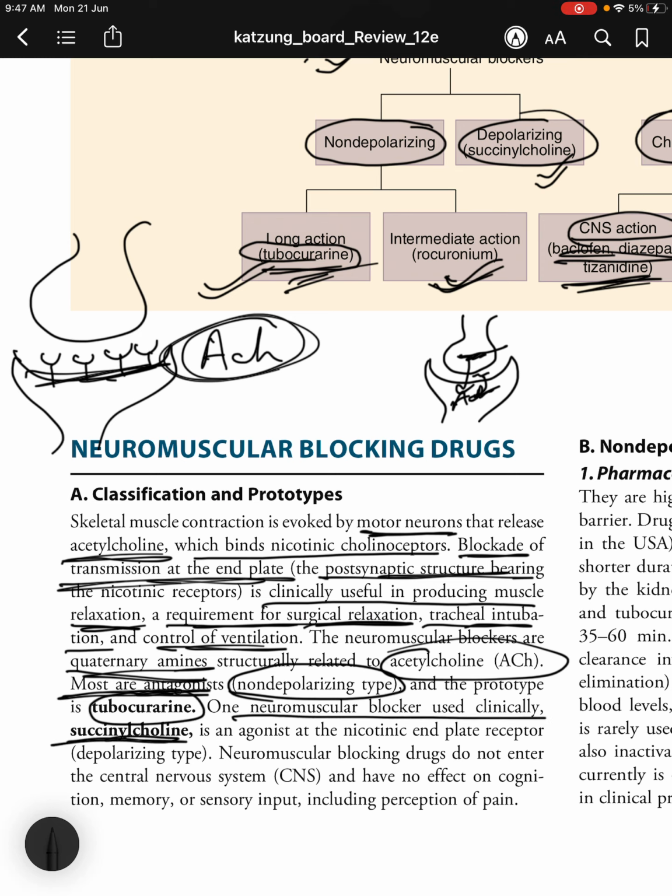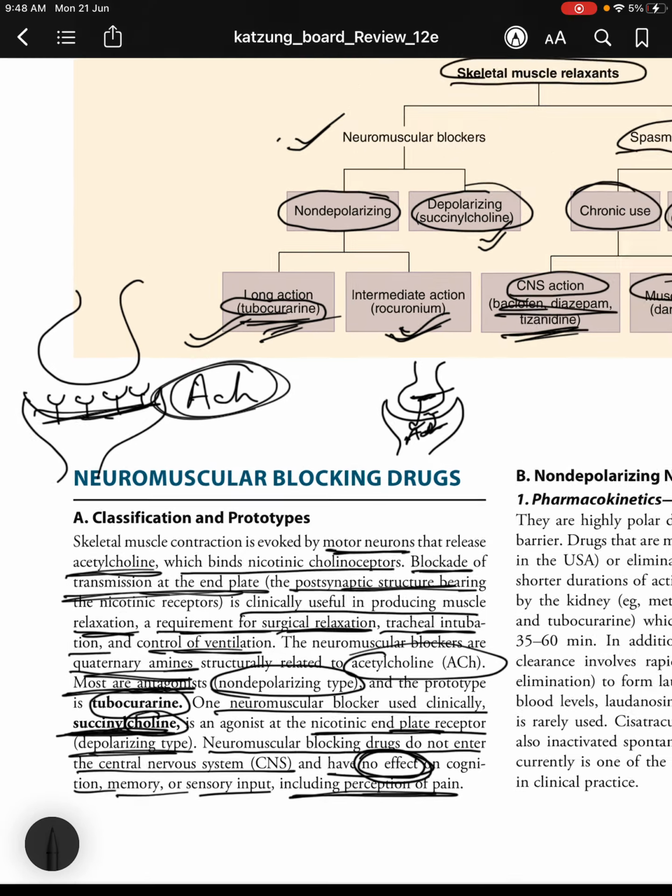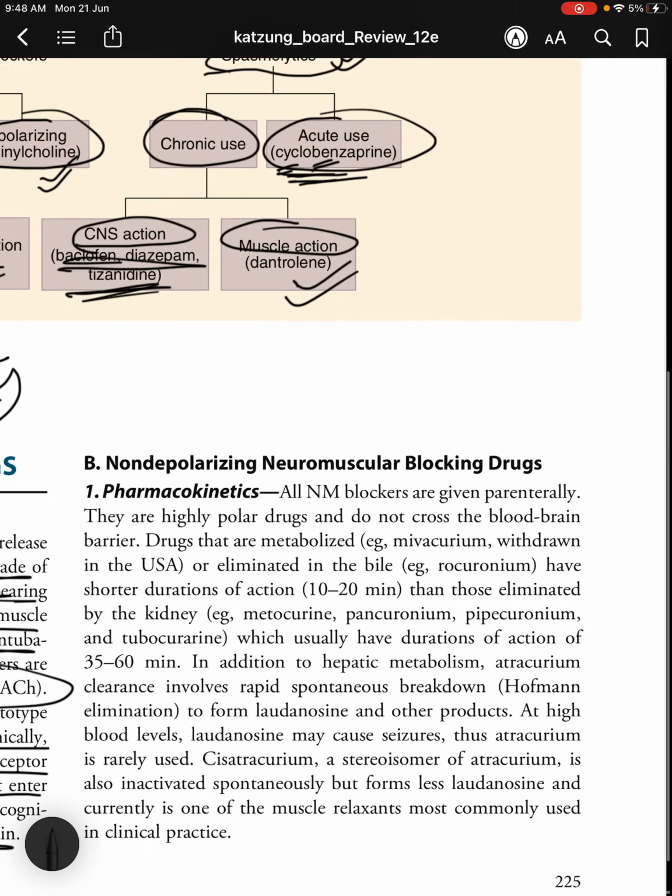One neuromuscular blocker used clinically is succinylcholine. In the name itself, choline is there, right? So, acetylcholine and succinylcholine are chemically similar in their structures. Succinylcholine is an agonist at the nicotinic end plate receptor. So, it is a depolarizing type, working by persistent depolarization. Neuromuscular blocking drugs do not enter the CNS and have no effect on cognition, memory, or sensory input, including perception of pain.